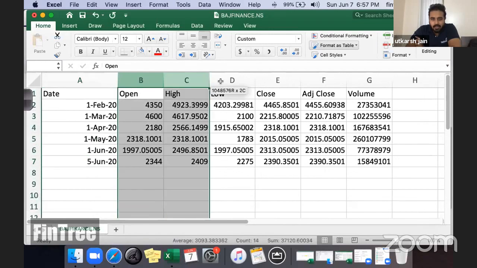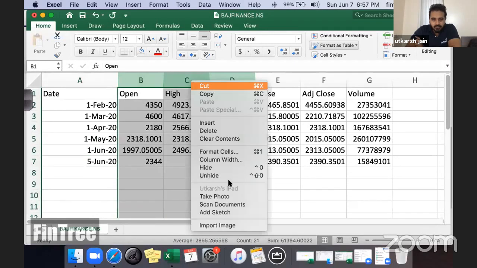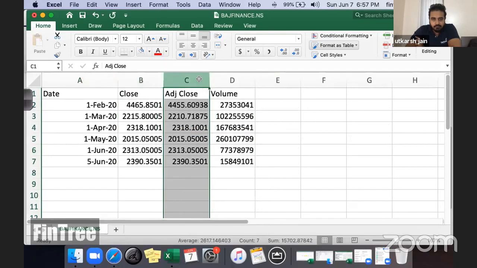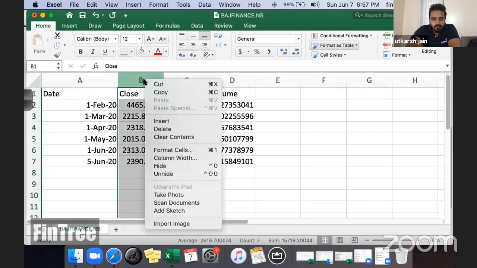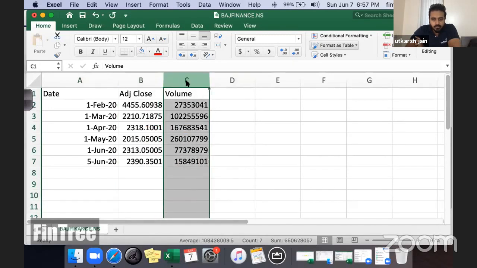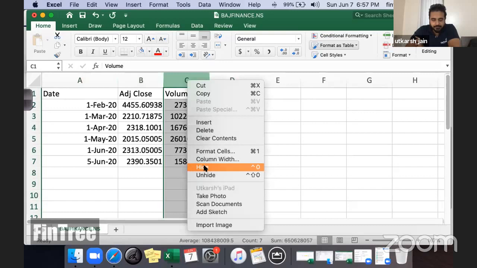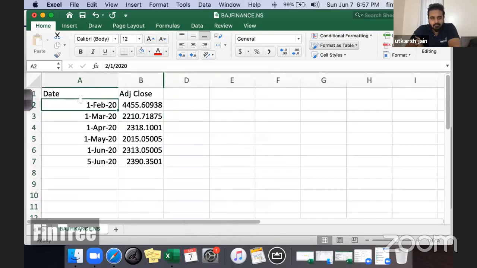And we have open, high, low. So I don't need any of that. I'm going to delete that. And then we have the close values or adjusted close values. And volume is also not required. So this is the only thing that I need. So what we have is we have monthly prices.